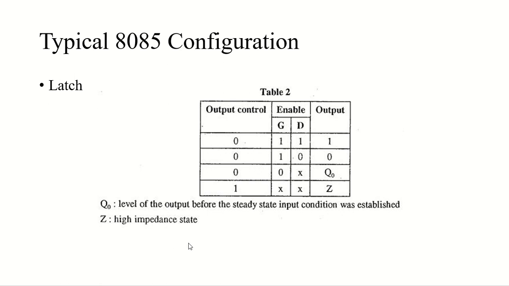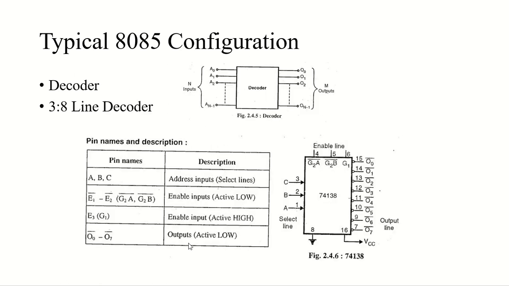Now let's move forward and let's see the decoder. So here we have the decoder as well. You can see the decoder in the image. Basically, a decoder is a digital logic circuit that converts an n-bit binary input code into m number of output lines.